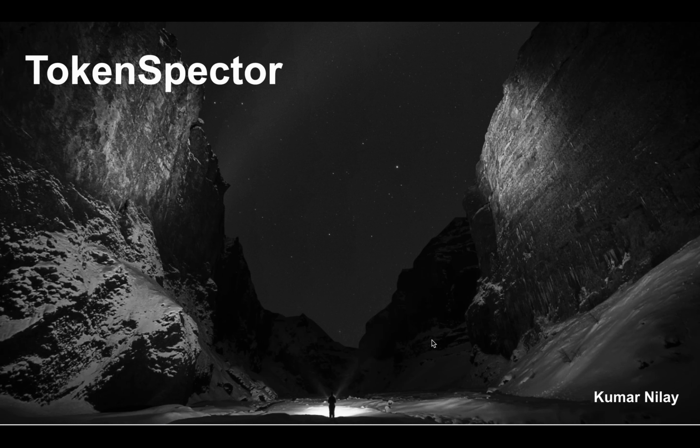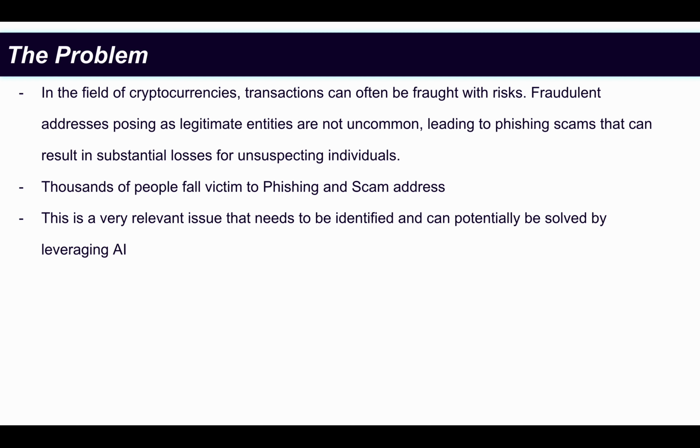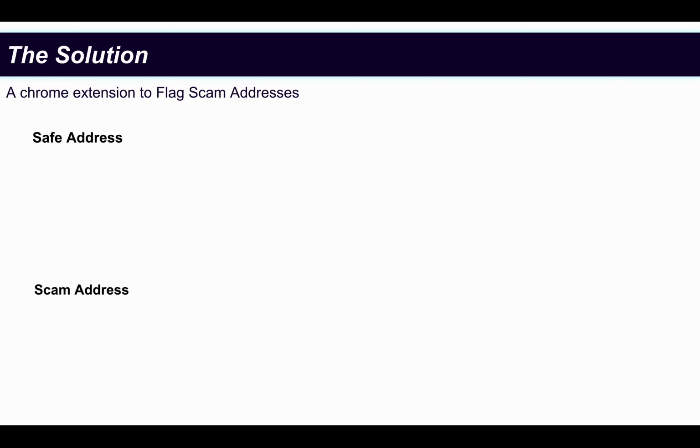My product Token Spectre is a Chrome-based extension that identifies and flags spam and phishing addresses on Etherscan or any other block explorer. The problem that we are facing right now is that in the world of cryptocurrencies, transactions can often be fraught with risks. There are multiple fraudulent addresses posing as legitimate entities, and that leads to a lot of phishing and scams. Thousands of people fall victim to such scams, and this is a very relevant issue that can be identified and potentially be solved by leveraging AI.